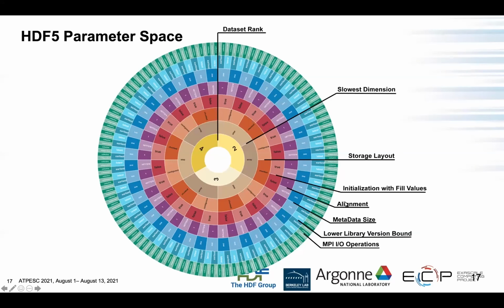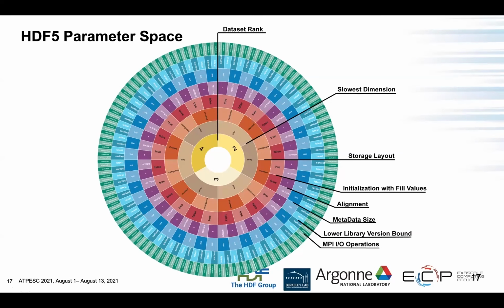Then you have other options that control the metadata, such as the alignment and the metadata size. You can choose which library version you want to use, so you can choose the earliest version of the format or the latest version. And then finally, you have MPI operations. So if you look along an array, each of these arrays is a combination that you can choose from that this program will go through.